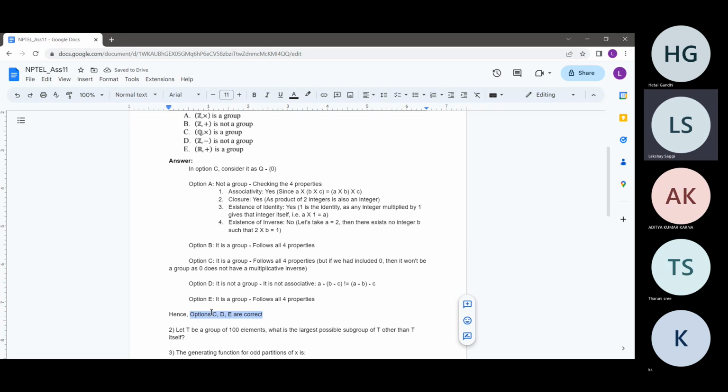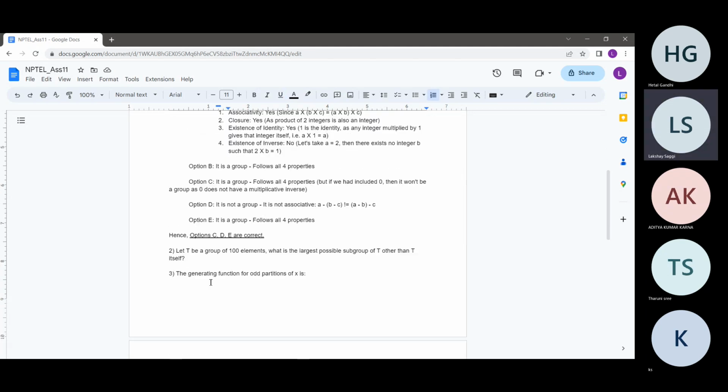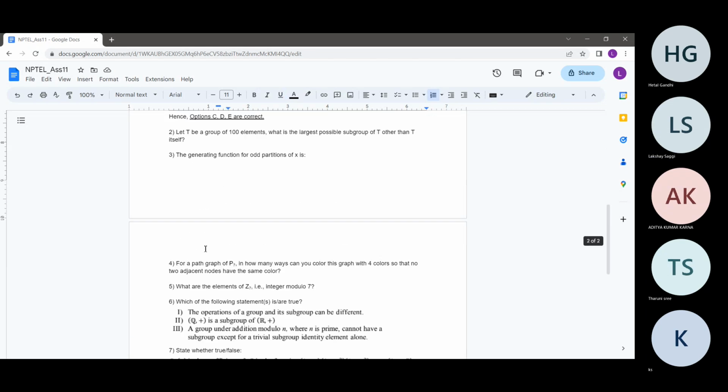So I'll just underline this also. So yeah, I think Aditya had written this in chat, like A is false, B is false, C is true, D is true, and E is true. So yeah, Aditya, you were correct. Good job. So options C, D, and E are correct.